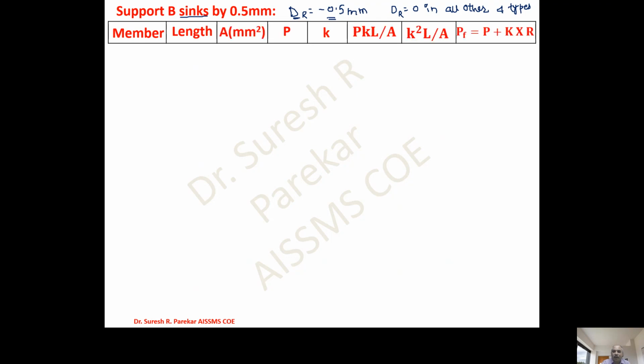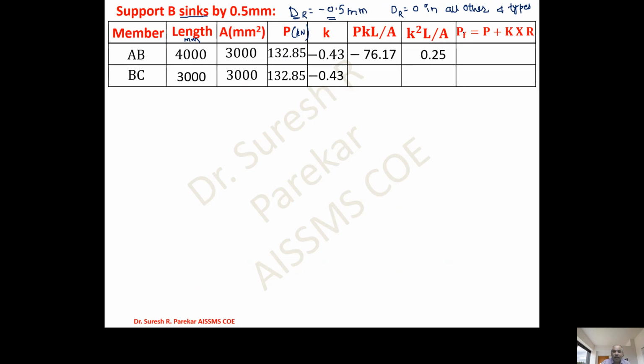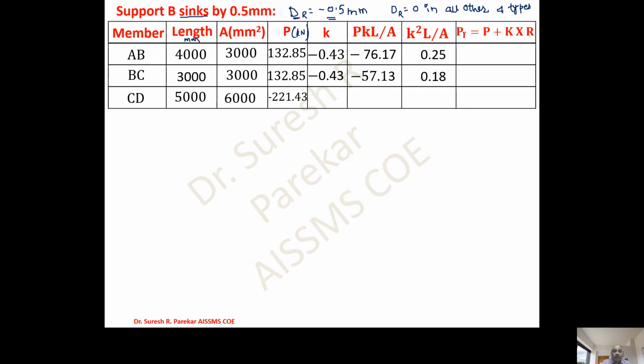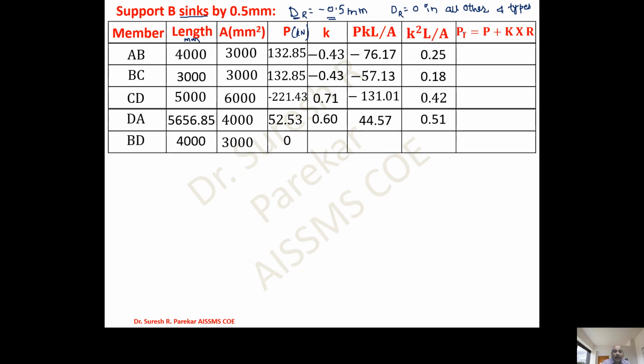So in the same way we have to prepare the table. Now I will not go through this. So we have area A, P force, K. P we have in kilonewton, length we have in millimeters, A we have in millimeter square, then we can have PKL, then we have K square L by A, and then PF, and we will get these values in this way. So AB, then we have BC, then we have CD, then DA, then we have BD.